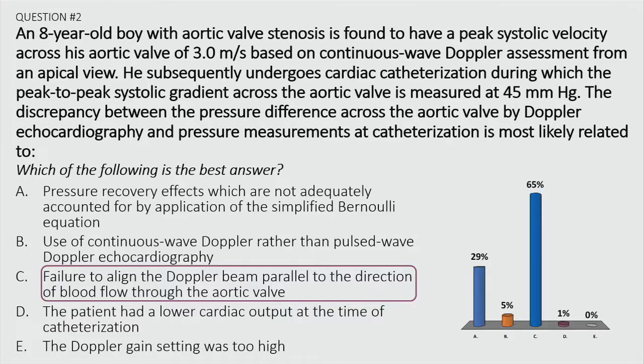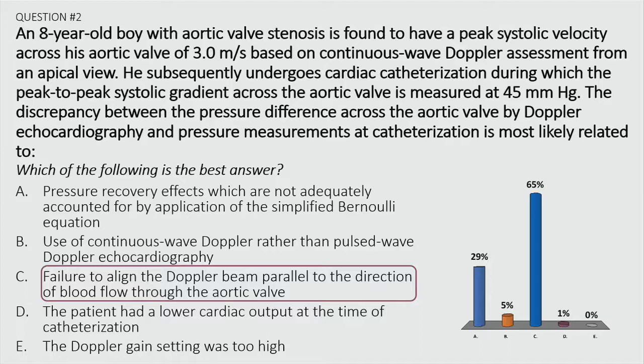Okay, this question requires a couple of different steps. The first is to calculate the estimated gradient by Doppler echocardiography. For that you need the simplified Bernoulli equation. You take the 3.0 meters per second and square it, so 3 squared is 9, and then multiply by 4, which takes you to 36. So you have an echo gradient of 36 and a cath gradient of 45. So the echo is giving a lower measurement, and we have to find an explanation of why echo would give you a lower gradient.